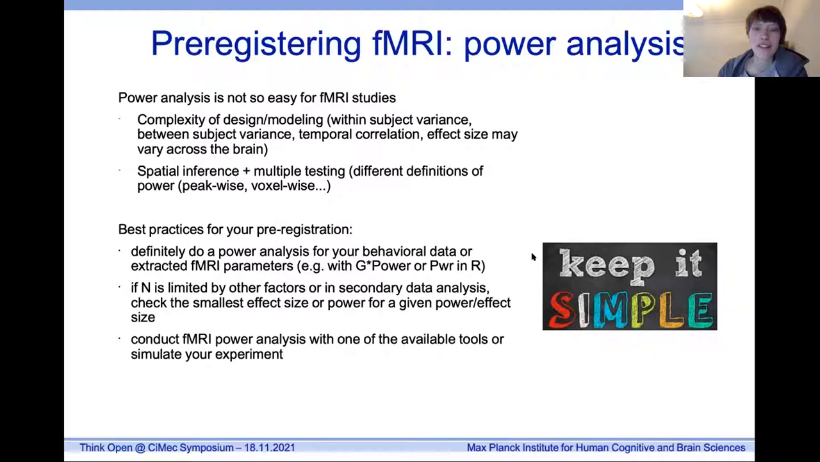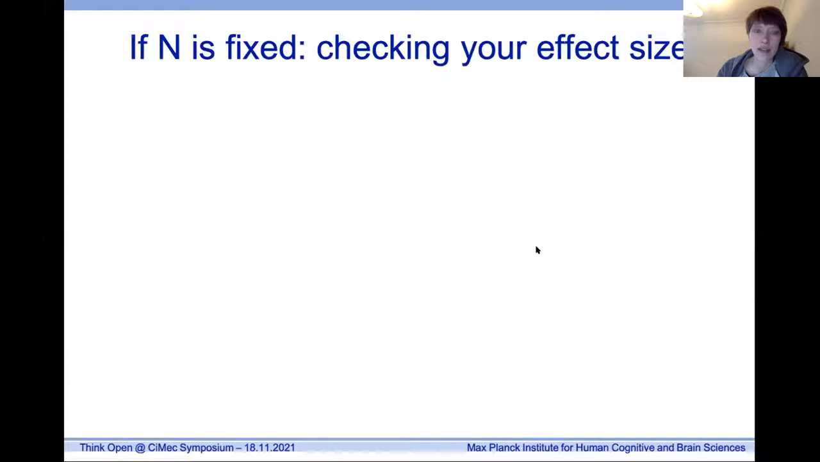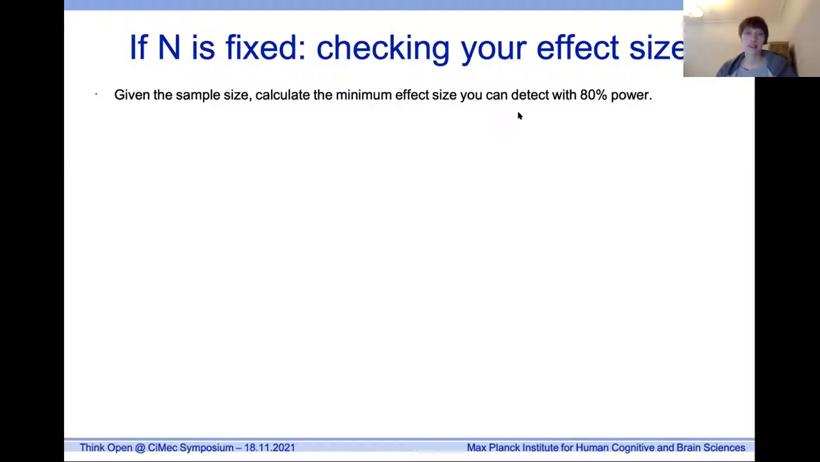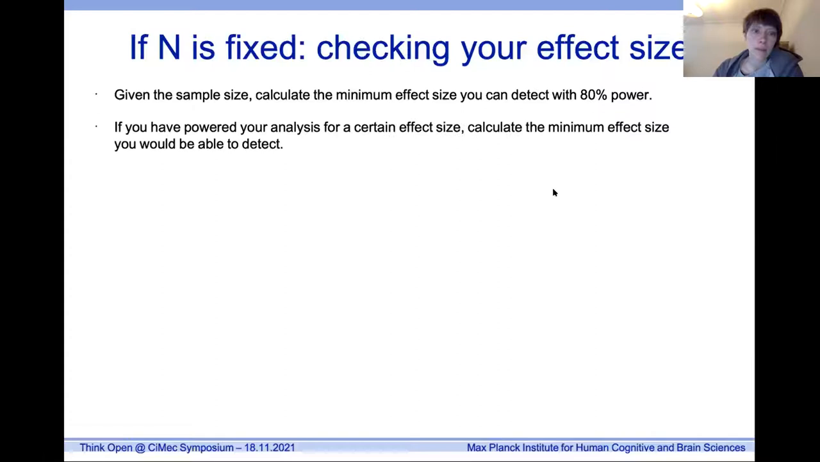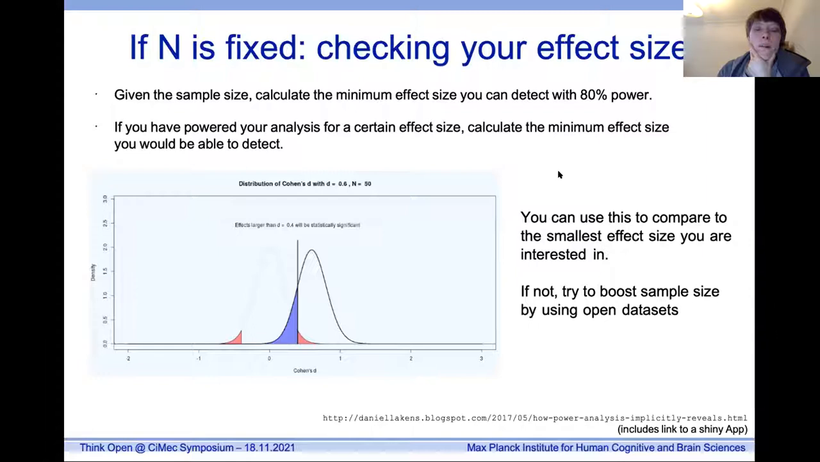If n is fixed, what I said is that if you have the sample size, then you can calculate the minimum effect size you could detect with, for example, 80% power. If you have powered your analysis for a certain effect size, let's say for a behavioral effect, then you can also calculate the minimum effect size you would be able to detect. And this has been suggested by Daniel Lakens in a blog post, and there's also a Shiny app where you can try this. And for example, in this we have an analysis that is powered with 80% for Cohen's d of 0.6. With these settings, only effects that would be larger than 0.4 would be statistically significant.